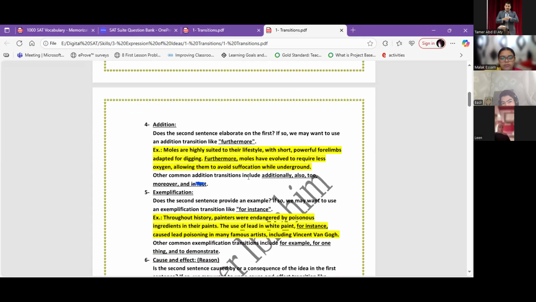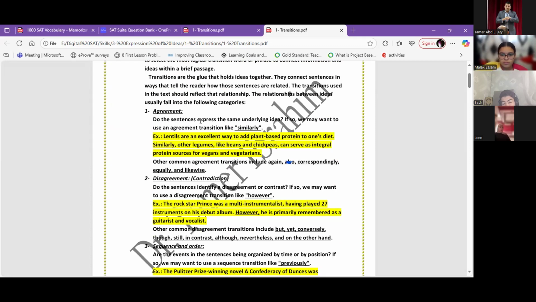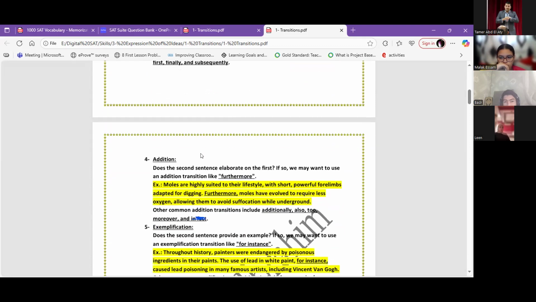The category after that is addition, to add. It's the same topic, but you add. It's different from agreement, because in agreement you are talking about the same point. In addition, you add to the same topic. Like furthermore, additionally, also, moreover. Let's look at this one. Moles are highly suited to their lifestyle, with short, powerful forelimbs adapted for digging. He talked about the characteristics of moles. After that, he said what? Moles have evolved to require less oxygen, allowing them to avoid suffocation while underground. So here he talks about the same topic, but it's not the same idea. He adds. So here, furthermore.